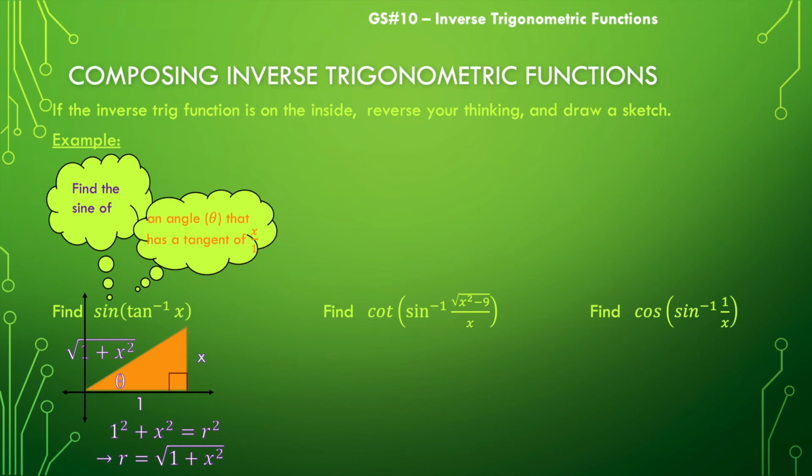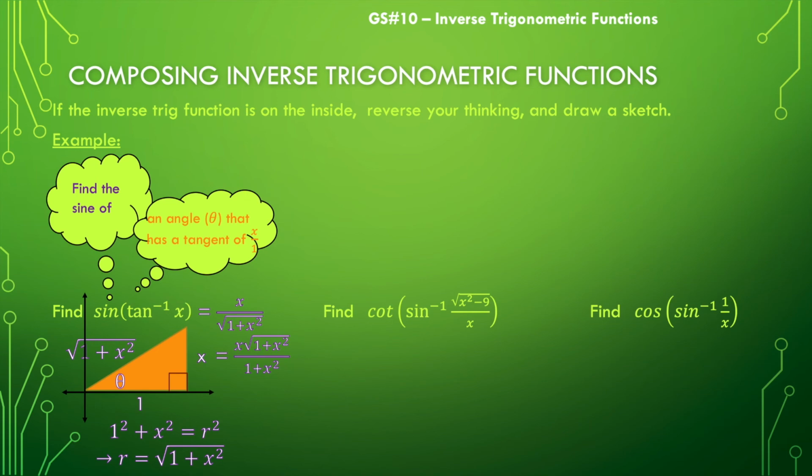Now I'm going to identify the sine of that angle. The sine is opposite over hypotenuse, so we would say that's x over the square root of 1 plus x squared. And then when we rationalize that expression, we will get x times the square root of 1 plus x squared all over 1 plus x squared.